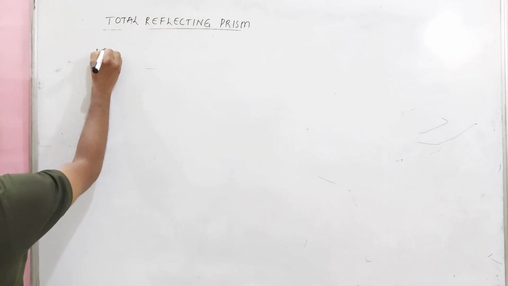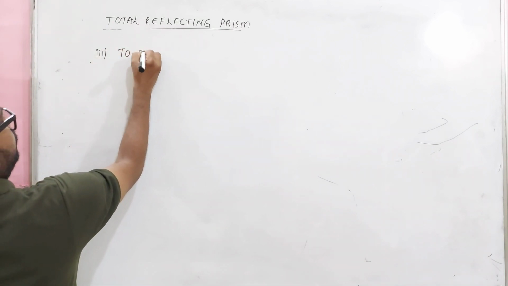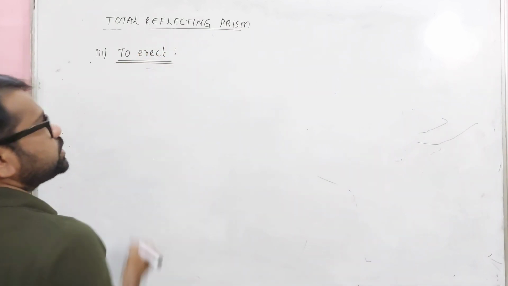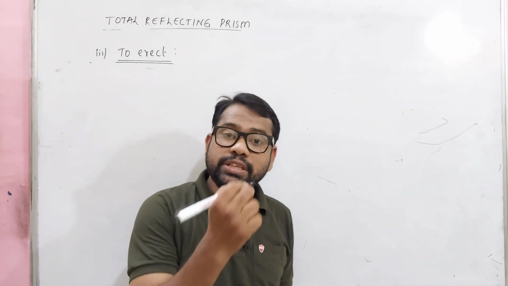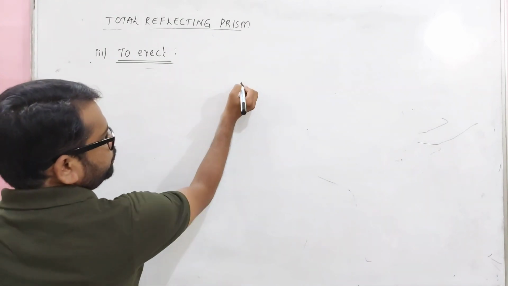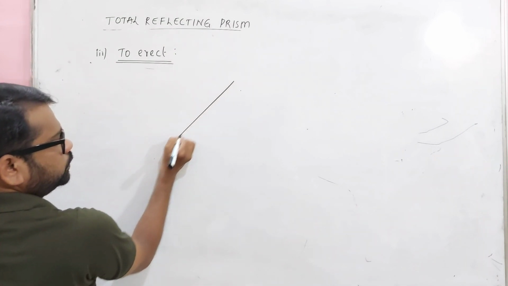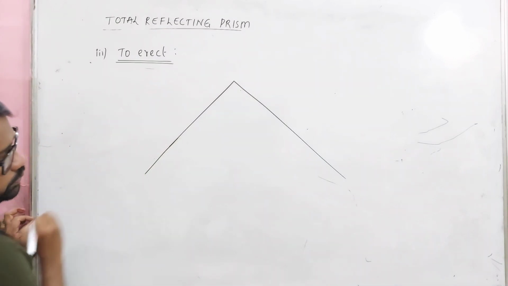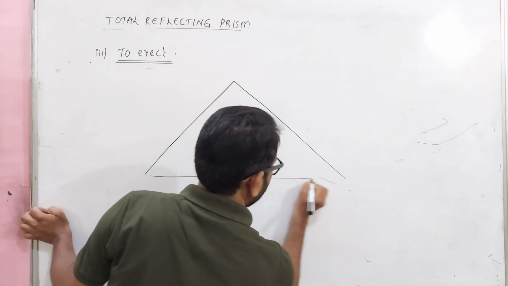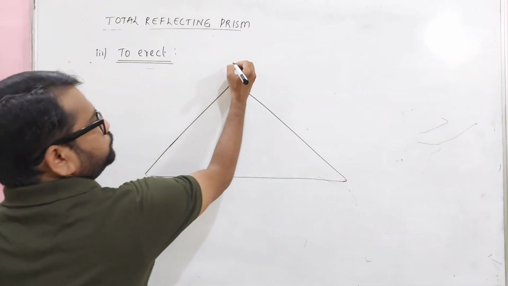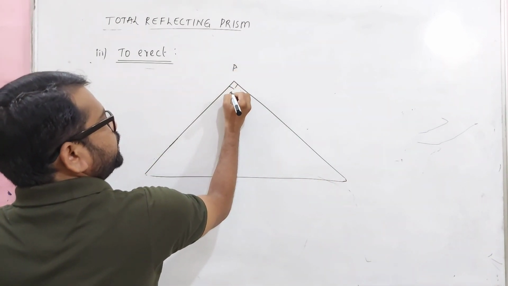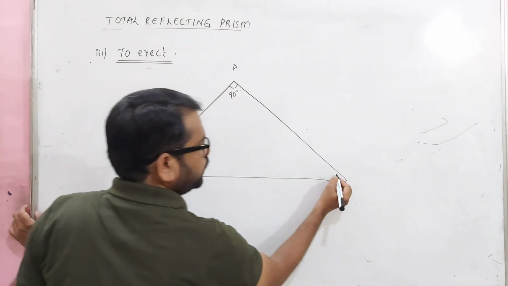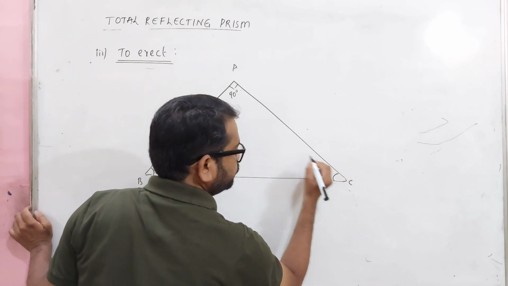So here is case 3. What is happening? To erect the inverted image, a total reflecting prism is used. Look at here how it is going to be. Children, this is a total internal reflecting prism. Let us make a little bit bigger prism so that it will be more clear. It is A, that is 90 degrees. It is B, 45 degrees, and here is C, again 45 degrees only.